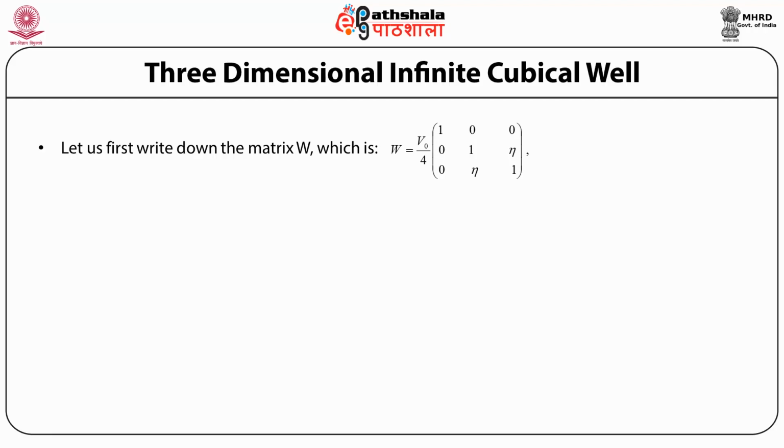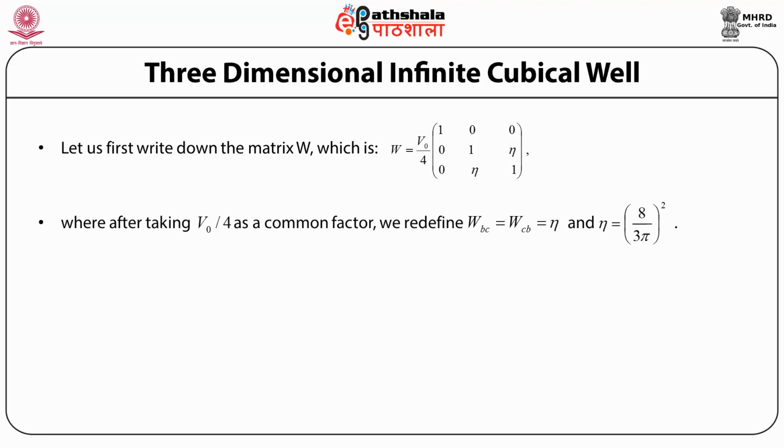Let us first write down the matrix W, which is V0 by 4 times: the first row is 1, 0, 0; the second row is 0, 1, eta; and the third row is 0, eta, 1. Now, this is the matrix W, where after taking V0 by 4 as common factor, we redefine WBC equals WCB equals eta, and eta is equal to 8 by 3 pi.